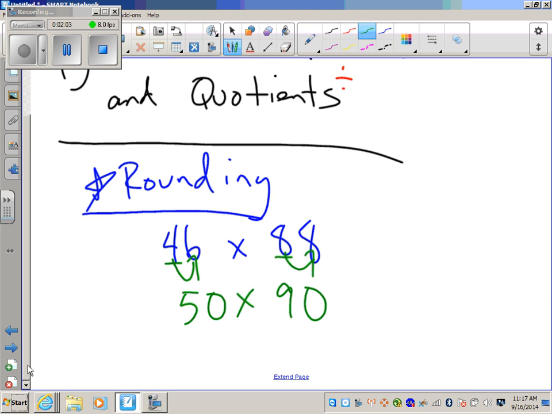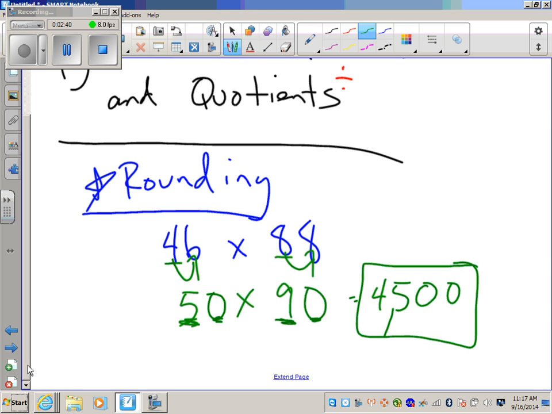Okay? Now from here, once we have 50 times 90, we can use mental math to help us do a majority of the work or all of the work pretty much in our head. I'm going to focus on the 5 in the tens place on the 50 and the 9 in the tens place on the 90. 9 times 5 is 45. And then at the end, I'm going to tack on how many extra zeros? So my estimate using rounding would be 4,500. Okay, majority of the work, again, was done in our heads.